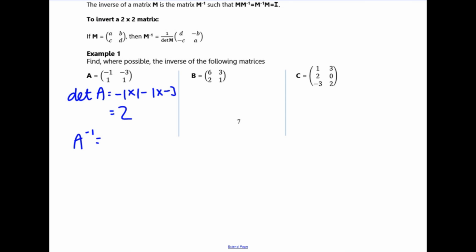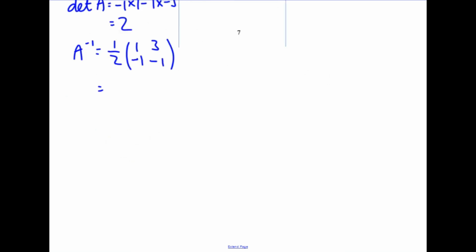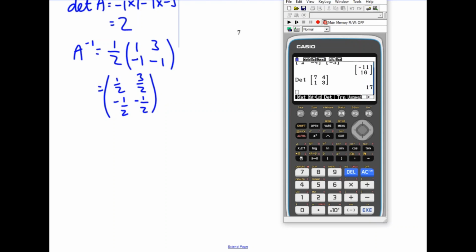We denote inverse with power minus 1, so A inverse is 1 over the determinant, so 1 over 2 on the outside. I swap the elements of the leading diagonal, so 1, -1, and I change the sign on the other elements, which gives me this. You can leave it like this. You can expand the half inside if you like, so a half goes to minus a half. And if you do it on your calculator, this is the form it'll give you. You can do inverses on your calculator.